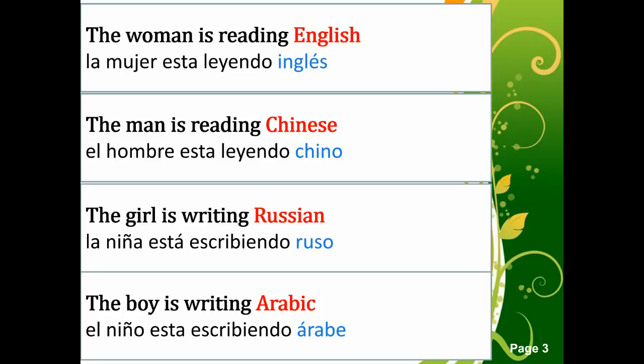The woman is reading English. The man is reading Chinese. The girl is writing Russian. The boy is writing Arabic.